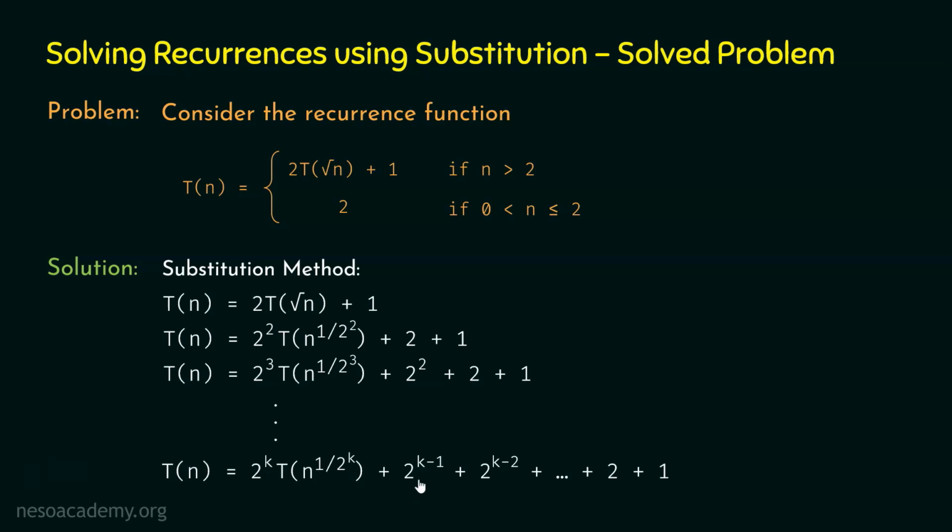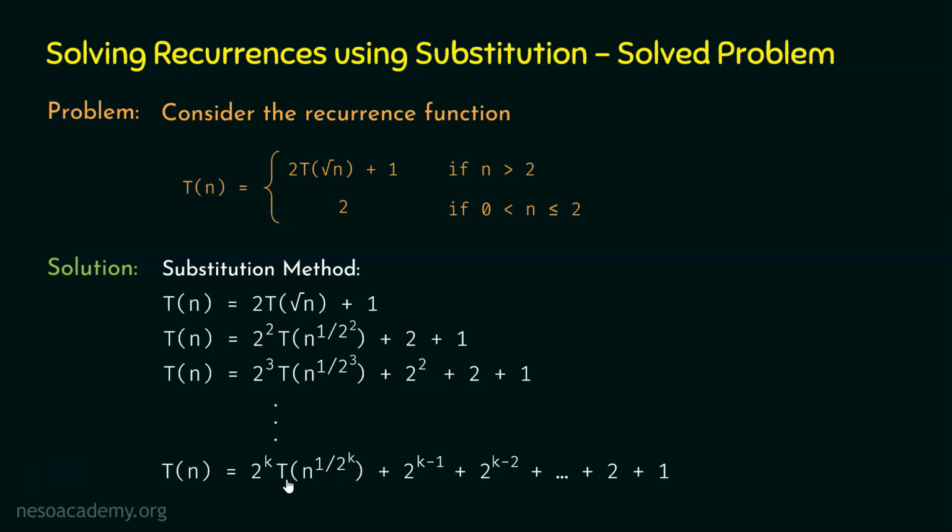And why have I written 2^(k-1) here? Because we can observe in this pattern that if we have 2^3 here, then we must have 2^2 here, then we must have 2^1 and then 2^0. This is the reason why I have written 2^(k-1), then 2^(k-2), then 2^(k-3) and so on up to 2^1, 2^0. This is Tn in terms of Tn^(1/2^k).